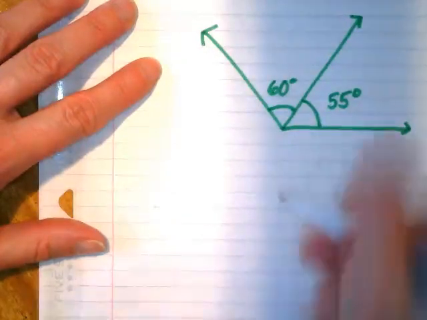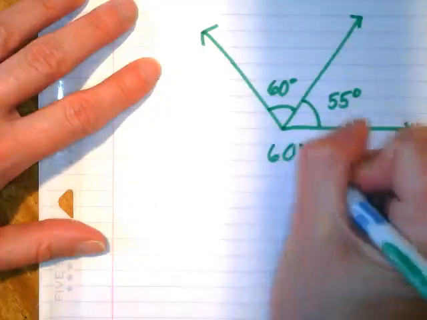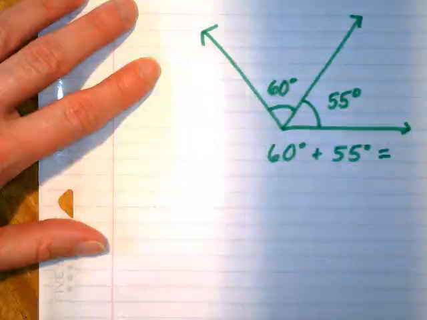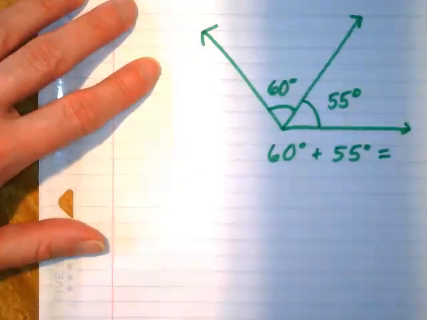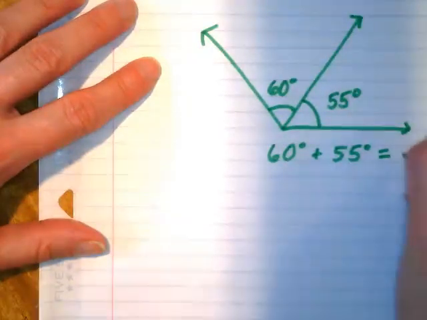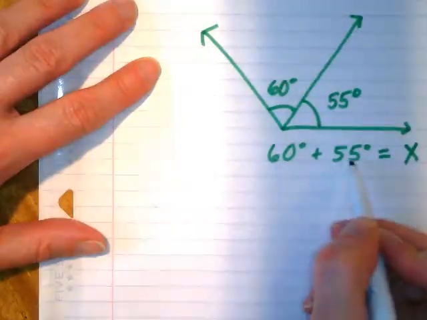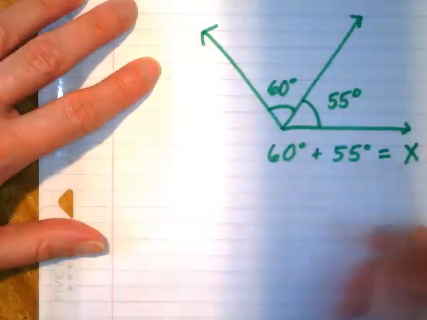That's pretty easy, right? You're going to add 60 degrees plus 55 degrees to get your unknown, your variable. So let's pretend that I had to put a variable in there. And I'm just going to make it up. My variable is going to be X. So 60 plus 55 is going to be X.